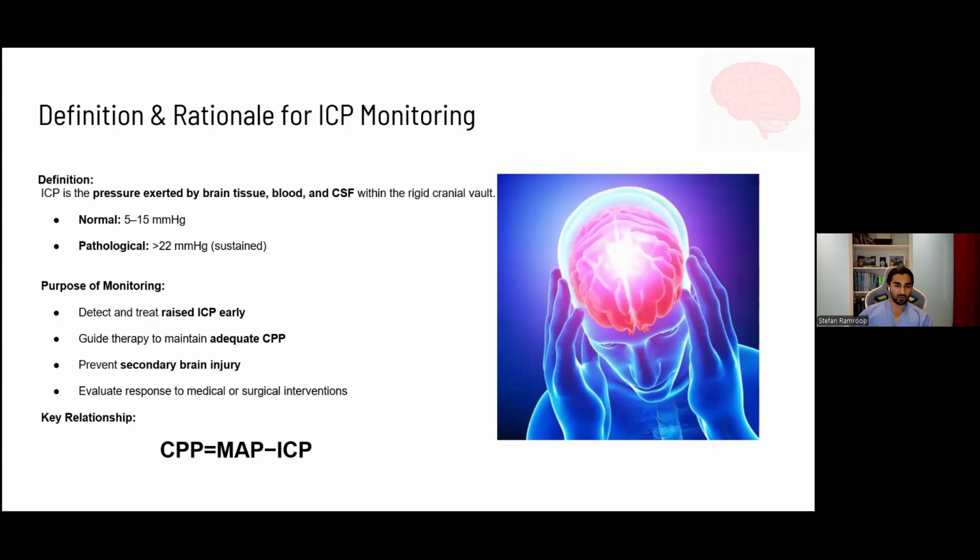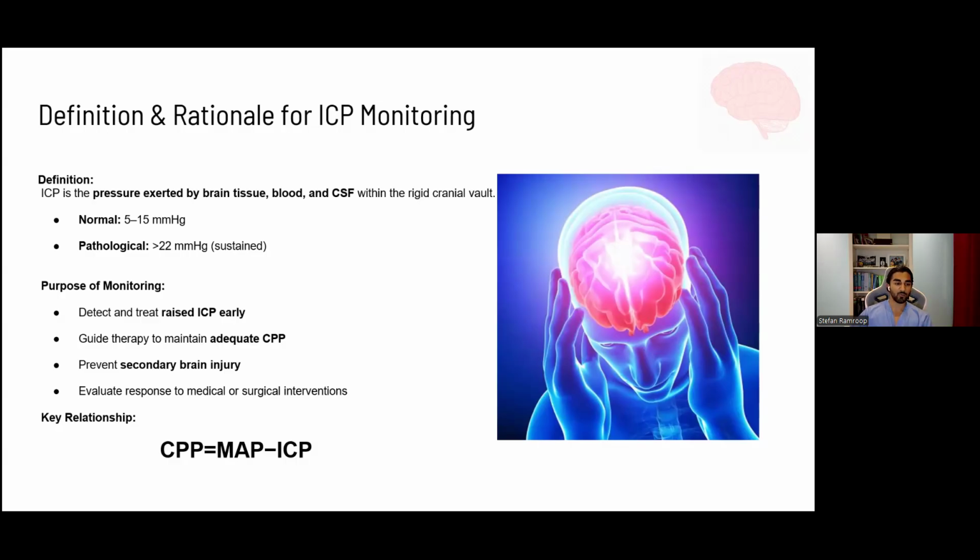So now taking a look at ICP monitoring and the rationale behind it. By definition, ICP represents the pressure exerted by brain tissue, blood, and CSF within the fixed cranial vault outlined in the Monro-Kellie doctrine. In normal adults, it typically ranges between 5 to 15 millimeters of mercury, and pathologically above 22 millimeters of mercury, it's considered raised.